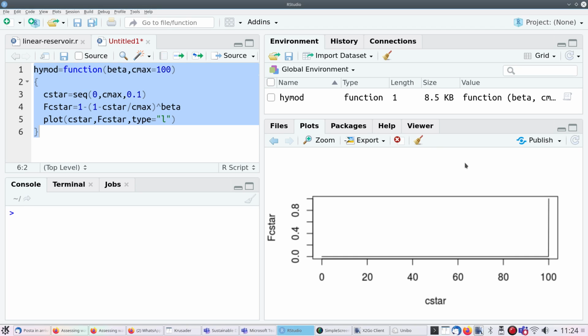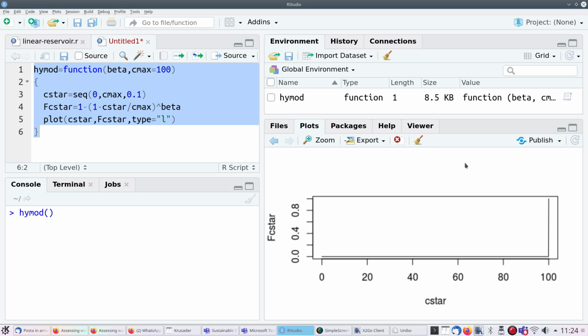It means that every part of the catchment has more than the considered C star, which means that every part of the catchment has a storage capacity which is equal to the max. So the catchment has everywhere a storage that is equal to C star. 100 in this case.